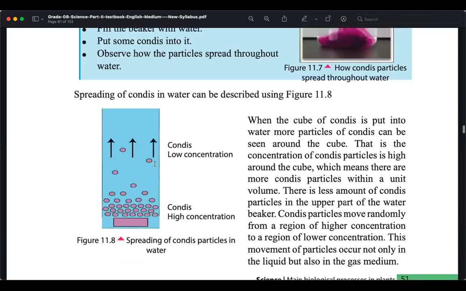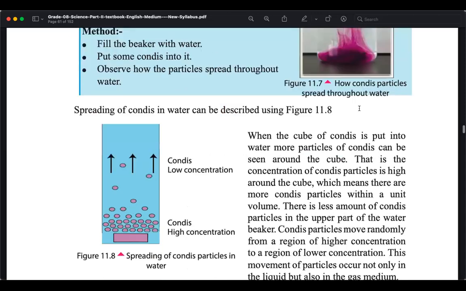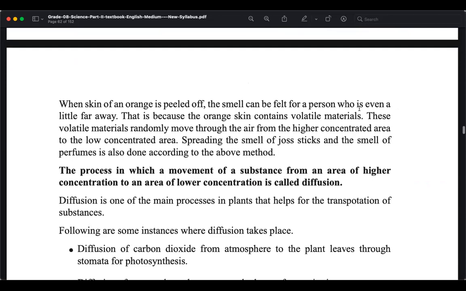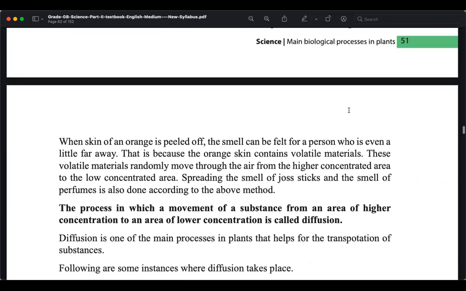So this experiment you can easily do, or if you cannot find condensed, you can use maybe some food coloring. Put a drop of food coloring and you can see how it spreads slowly without mixing. Let it naturally spread and see. Okay, then, here they have given some examples.